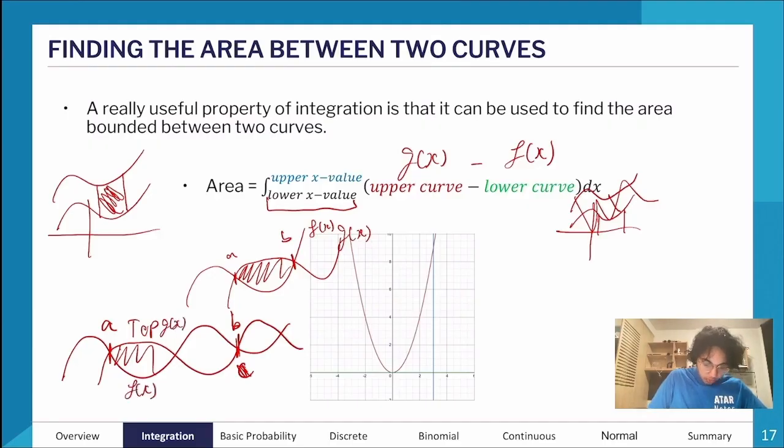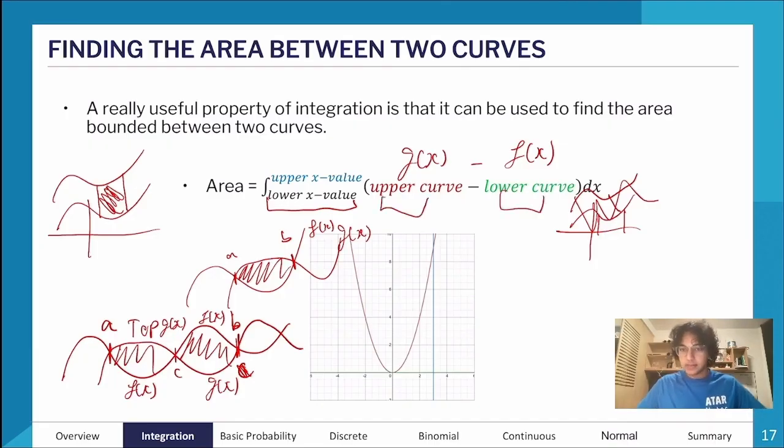Now, when we go into this period, let's call that middle point C, from C to B that top and bottom switches. So now we have f of x at the top, and we have g of x at the bottom. And when we do this, we need to split this up into separate integrals. I need to take an integral from A to C, and then from C to B, as separate integrals, because we're changing the upper and lower. Hopefully that makes a bit of sense.